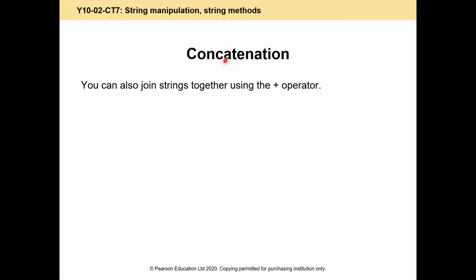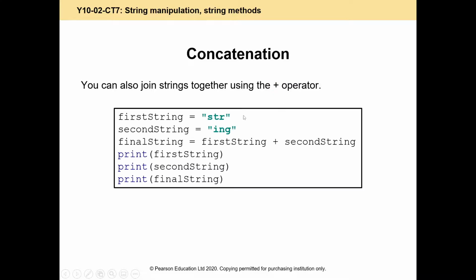Just want to formally mention this phrase that you've seen before. Concatenation is a fancy long word for joining together, adding together. So plus with integers will add 2 numbers. Plus with strings will concatenate, which means join onto the end. So str plus ing means you're going to get string.